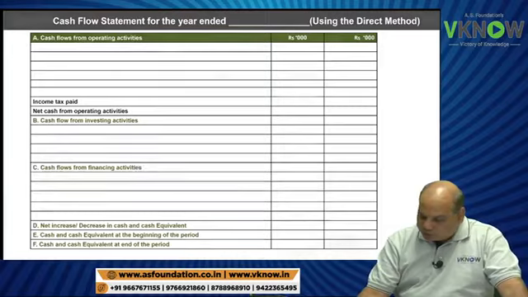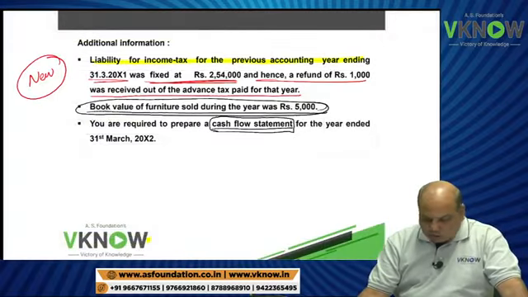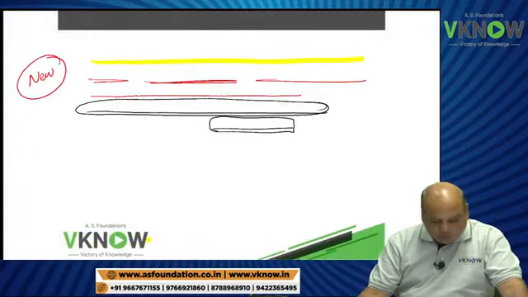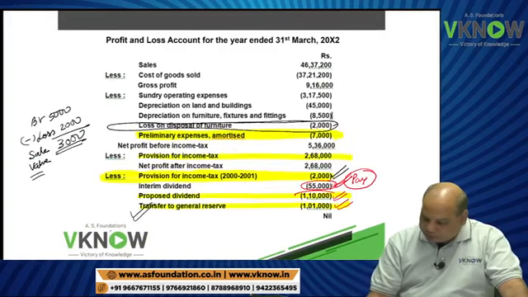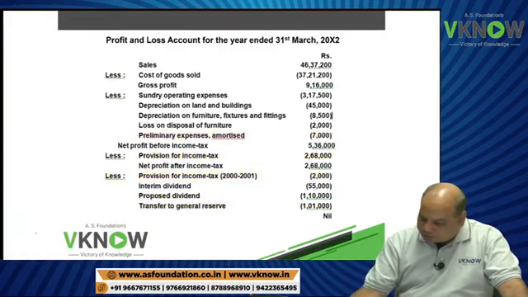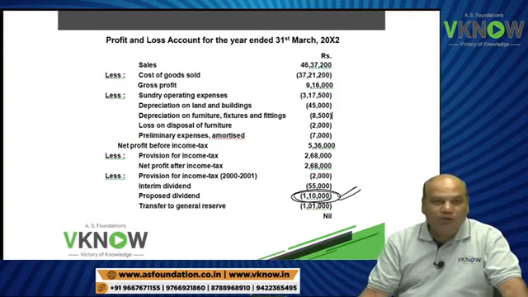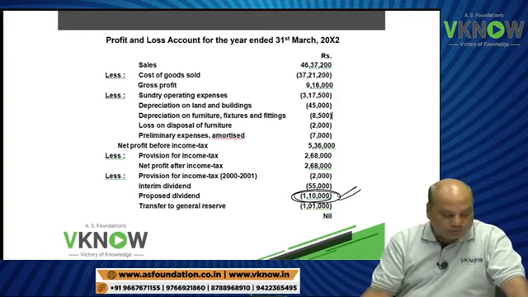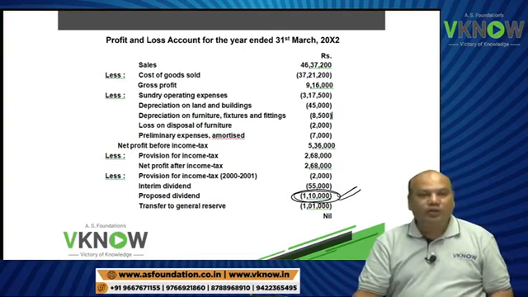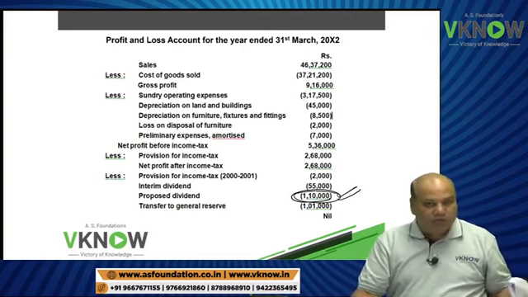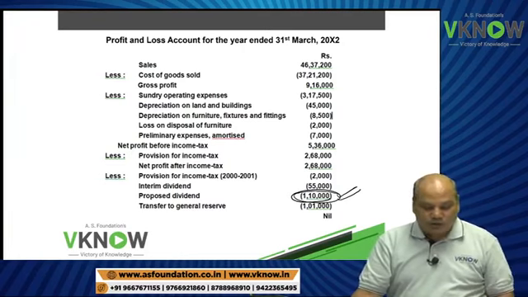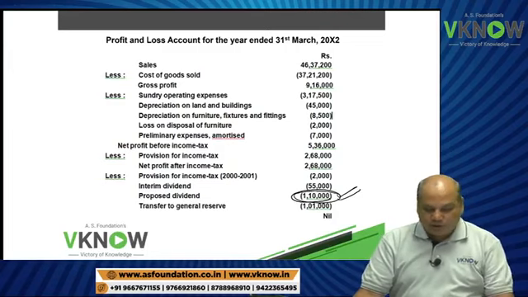And then we'll come to the next item, proposed dividend current year. If you look at this P&L account, proposed dividend current year is appearing here, no cash flow involved. So this won't be written anywhere in the cash flow statement. This is not yet paid.